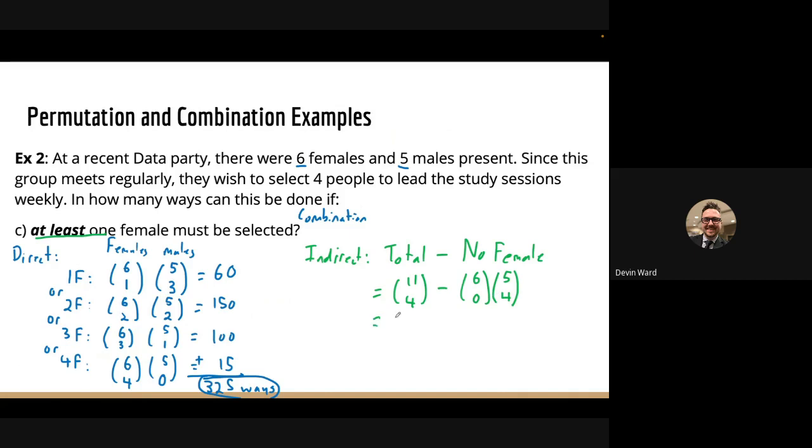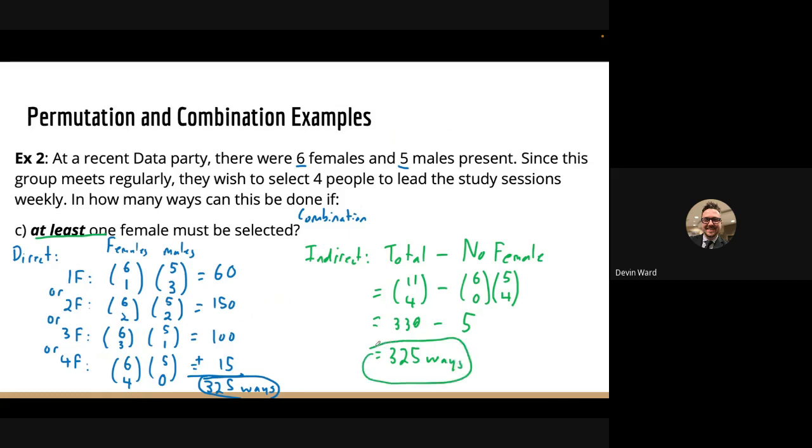Okay, so that equals 330. Again, minus 6 choose 0, times 5 choose 4 is 5. So our indirect method gives us 325 ways.